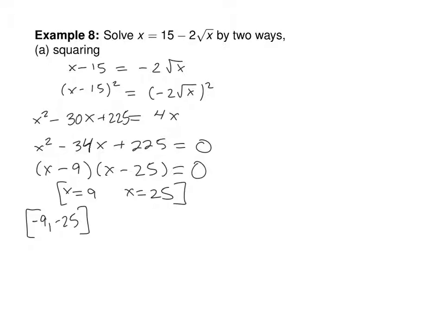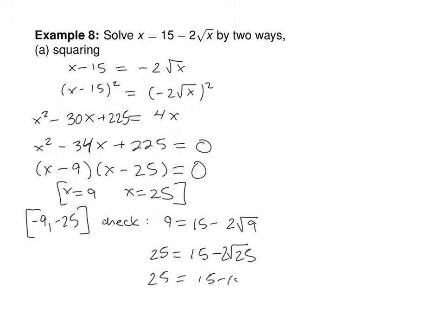Let's just check them. So does 9 equal 15 minus 2 times root 9? Yes, that does. Okay. Does 25 equal 15 minus 2 root 25? I think that's 25 equals 15 minus 10, isn't it? So is that true? No. So that one's actually not an answer.